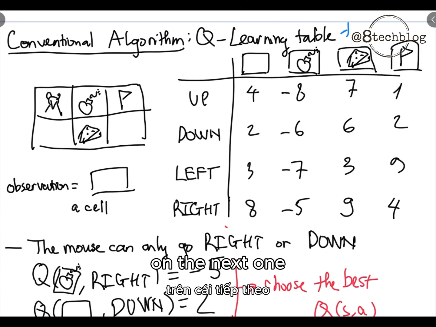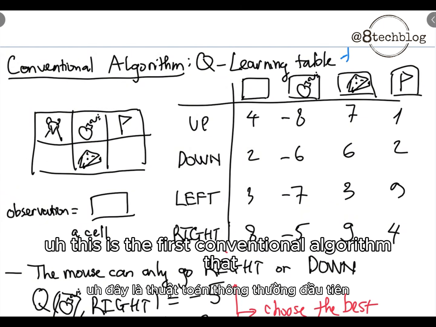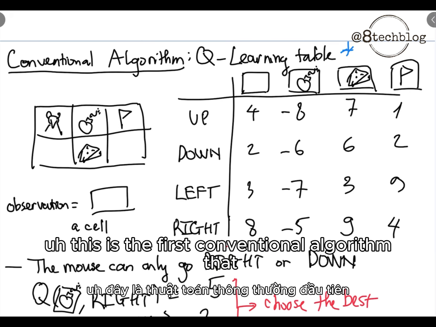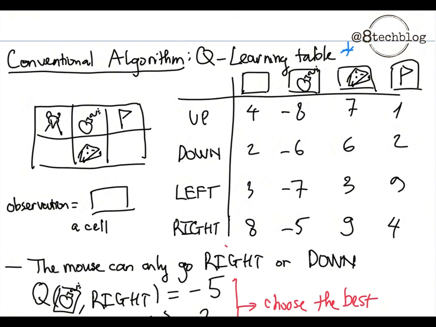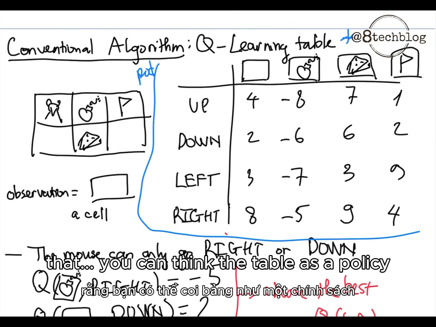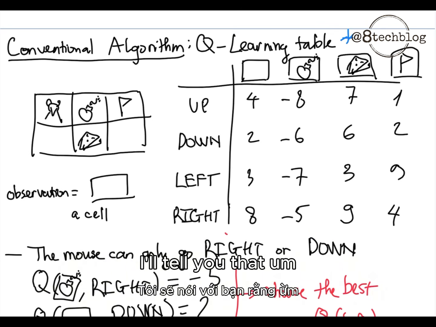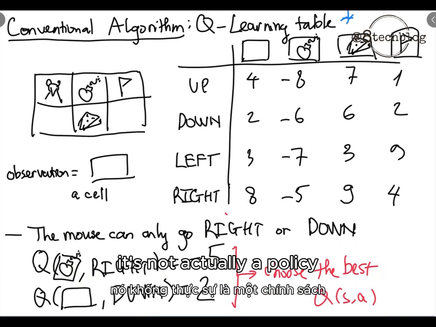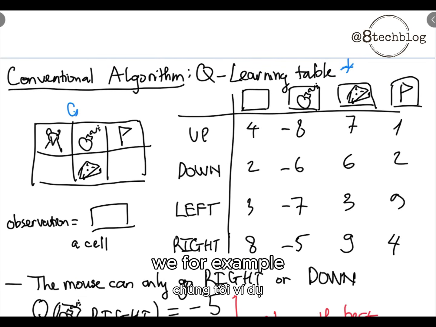In the next one, I'll talk deeply about the algorithm. This is the first conventional algorithm that people created, the Q-learning table. They imagine that they have a table, and you can think of the table as a policy. It's a policy. It's not actually a policy, I'll show you that it's not actually a policy. Okay, we'll talk about the Q-learning table.